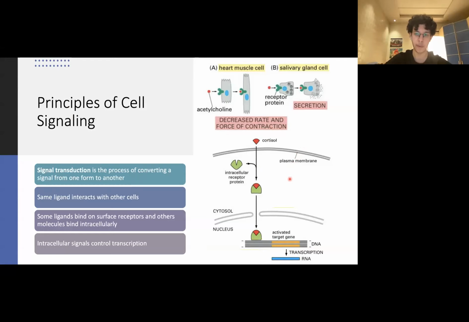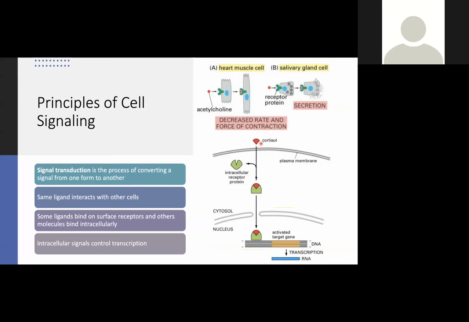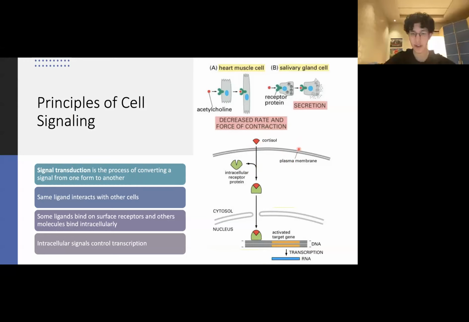So if it passes through the membrane without any channels, what is the opposite substance? Let me rephrase that. What kinds of substances need to go through channels? Polar, yeah. Polar, hydrophilic, exactly. So hydrophilic substances need channels. Now let's see how that works.